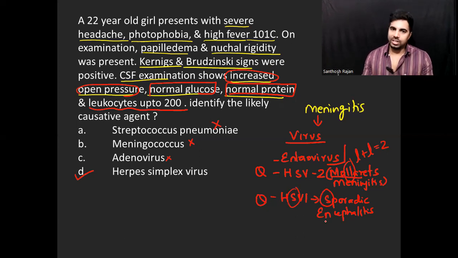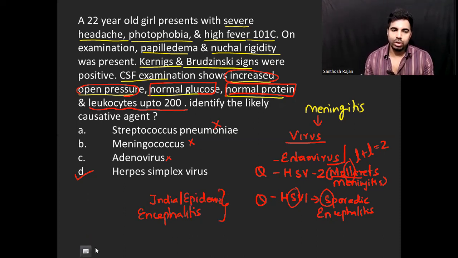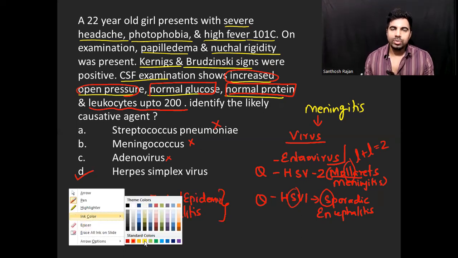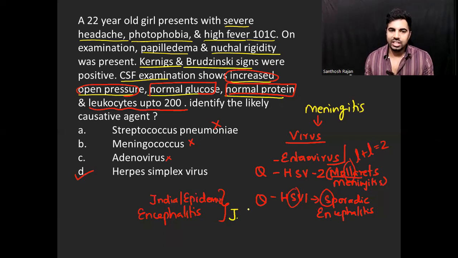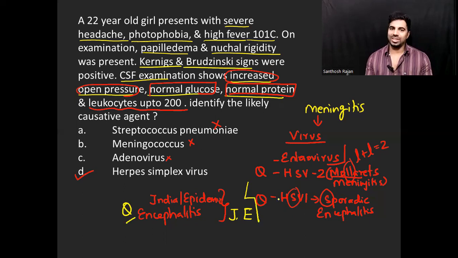Sporadic encephalitis. Okay. But what is the overall cause of encephalitis? If they ask which is the most common cause of encephalitis, in India or as an epidemic, this question can be asked. When you talk about epidemic encephalitis, what should your answer be? I'll just change the color. Your answer should be Japanese encephalitis, JE virus. Overall, the most common cause is Japanese encephalitis. But if it is sporadic, then it will be HSV-1, herpes simplex virus 1.